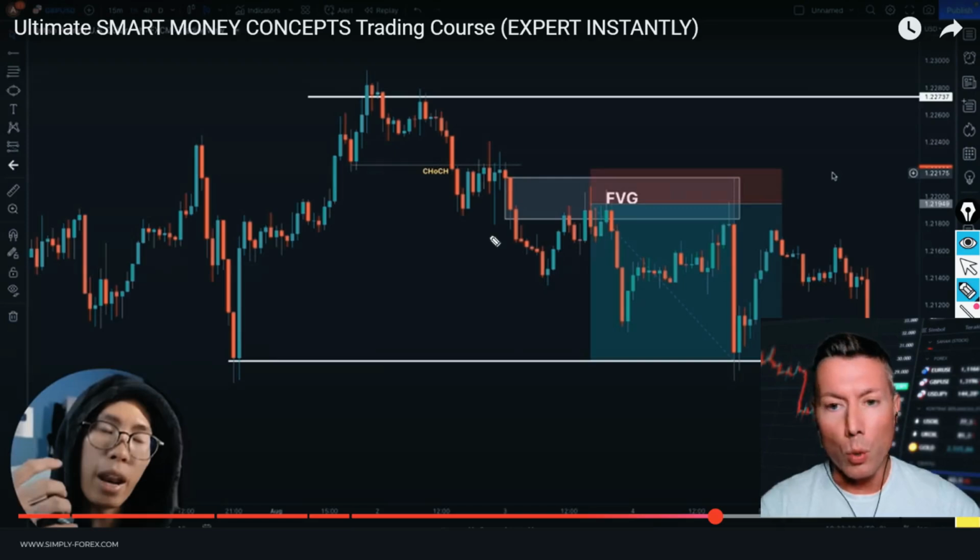Because all these order blocks, fair value gaps, and liquidity grabs can all be easily explained using price action. And I'm going to do that right now on the charts. So let's take a look.